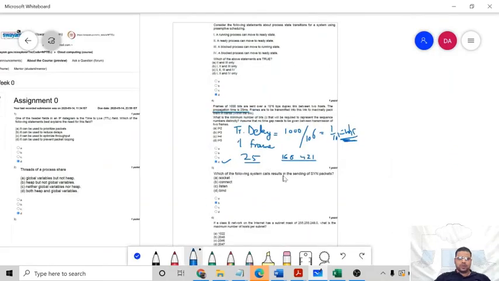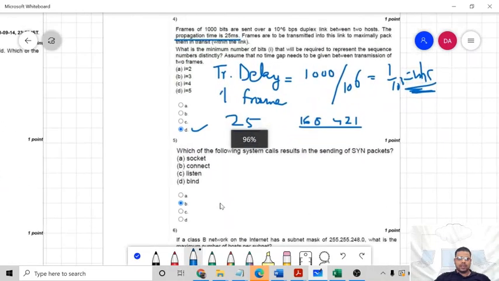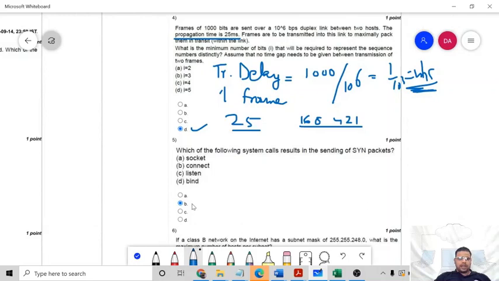Now I'm showing you, just see. So the correct option is connect, because it assigns a free local port to a socket. So this is the correct option.